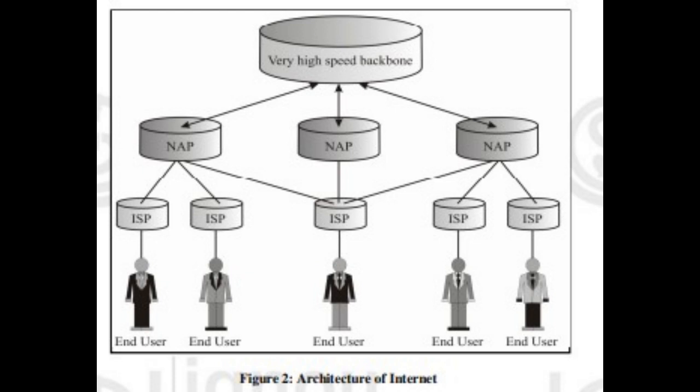A home user dials into the ISP, maybe using a twisted pair telephone connection. Using a modem, the ISP connects to one of the network access providers, which in turn connects to the high-speed backbone at a network access point. Network access point serves the purpose of connecting backbone networks to provide connectivity between end users.